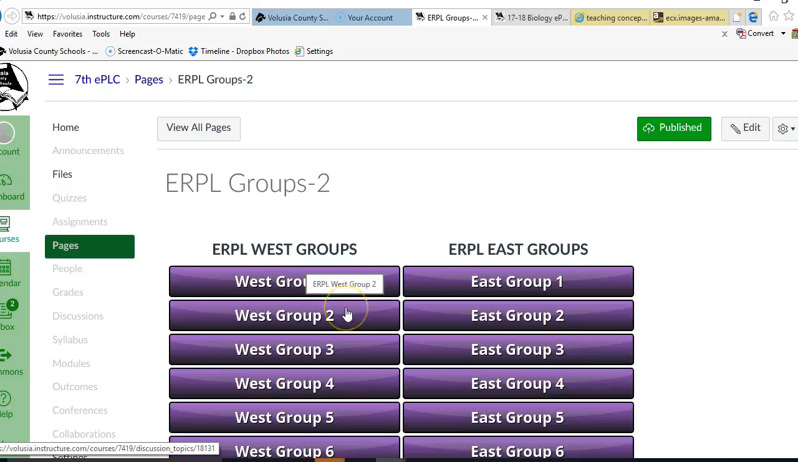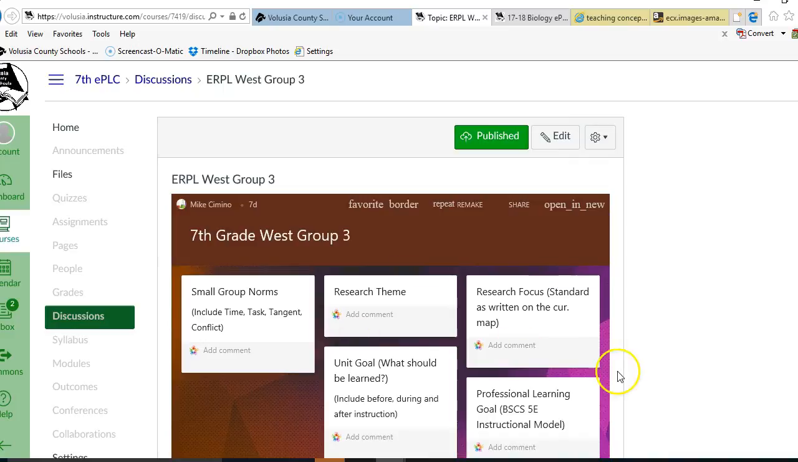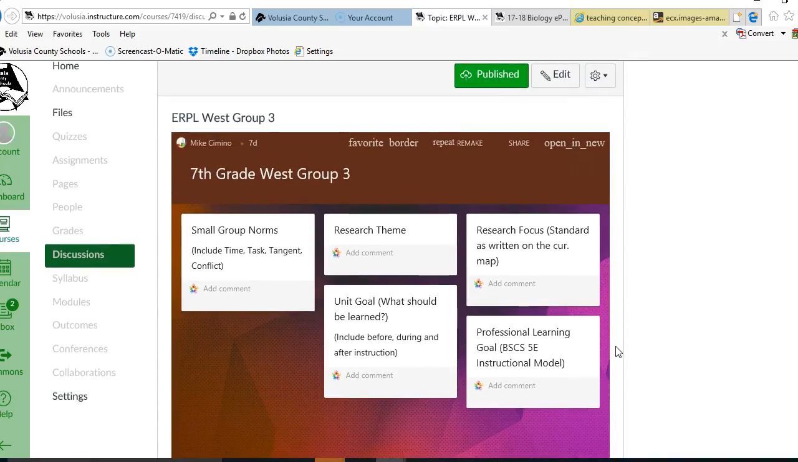And then from this point on, they click on the ERPL area, and then they would click on their group. This is the part where there's a PowerPoint that guides you through this process, but this is the Padlet. Now, research focus, that's the standard as it's written on the curriculum map. This would be where they type in SC 7.L.13.2 or whatever, and then they actually write out the standard and what it says. If you remember in the lesson study days, we would use chart paper, and that standard would be looking at us the whole time we were working. So we could always go right back to the standard, even though our discussions went a million places, and figure out what we are trying to teach and not deviate and go too far down a rabbit hole of something we don't have to teach.